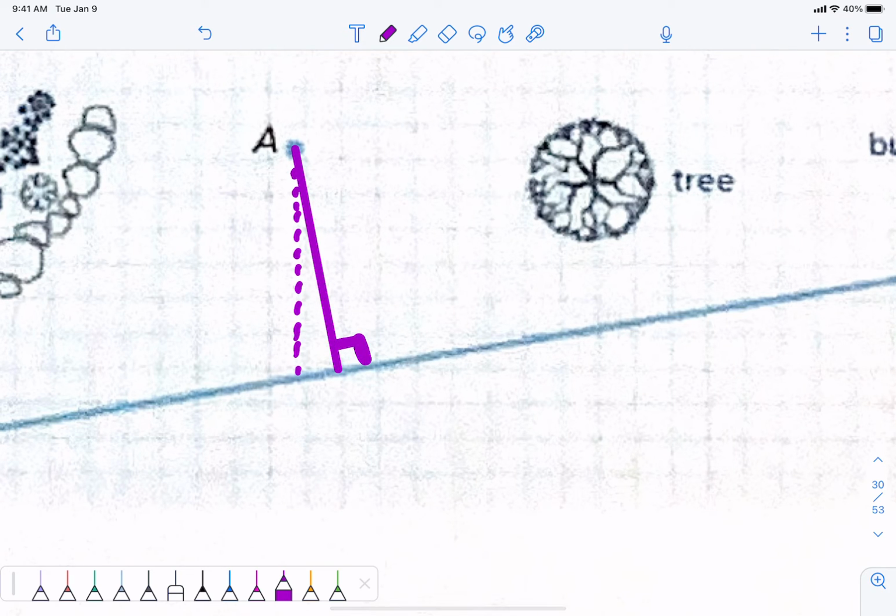Maybe, right? Making a 90-degree angle that way. It's not completely straight down because your line is not completely horizontal, okay?